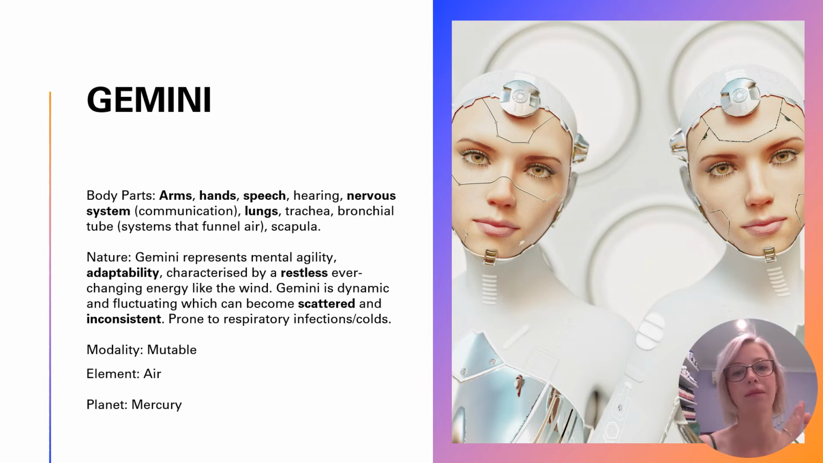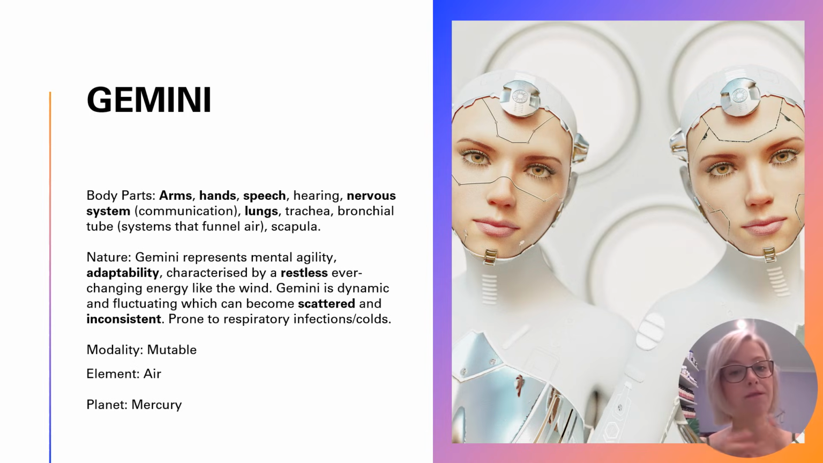Gemini rules the arms, hands, speech, hearing, nervous system, so communication functions, lungs, trachea, bronchial tubes, so it's any system that funnels air, and the scapula. So we've gone from the head down to the neck, and now we're at Gemini, and we're kind of looking at the arms, hands, lungs, respiratory. Because Gemini represents mental agility, so that's the nervous system, adaptability, because it's an air sign. It's characterized by a restless, ever-changing energy like the wind.